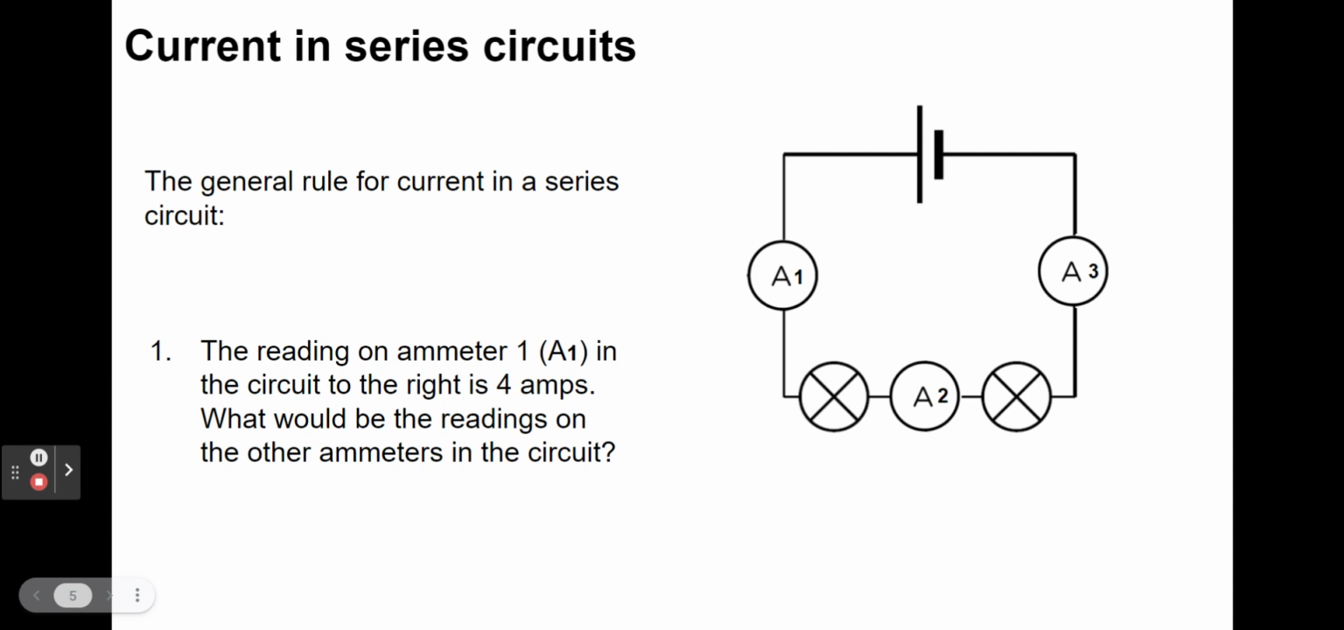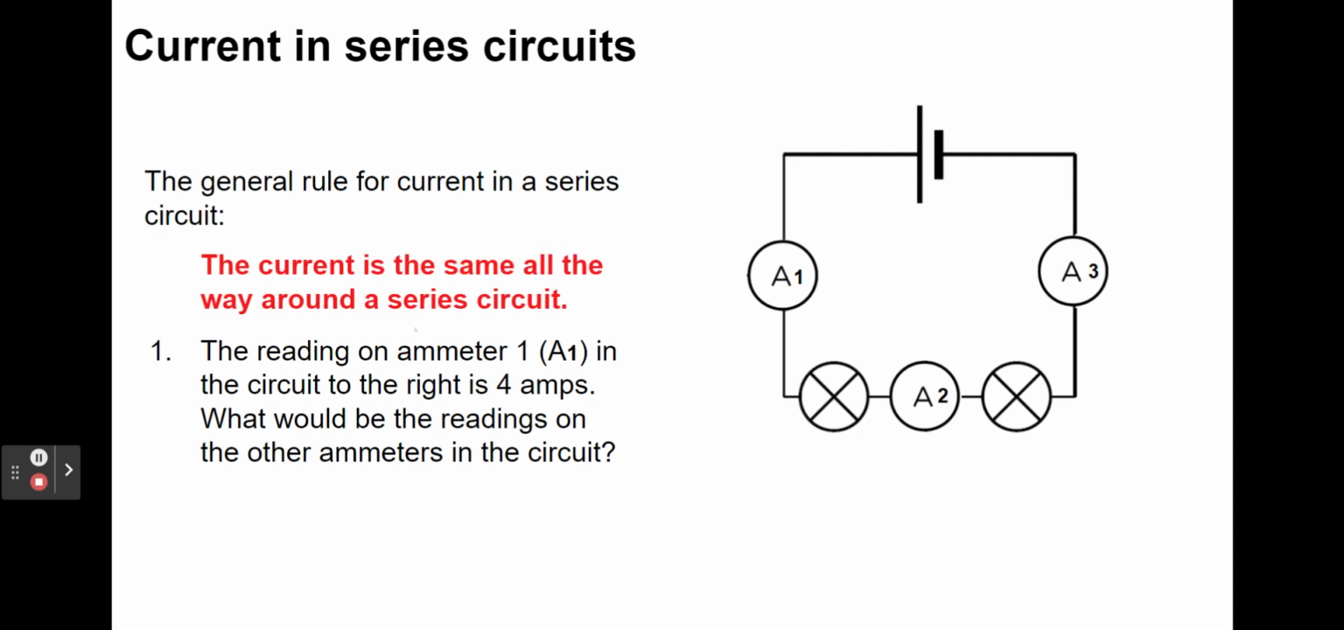So the general rule then for current in a series circuit: in a series circuit, the current is always the same all the way around the circuit. So the reading on ammeter 1 in this circuit is 4 amps. What do you think the reading would be on ammeter 2 and ammeter 3? Look back at the rule for the series circuit.